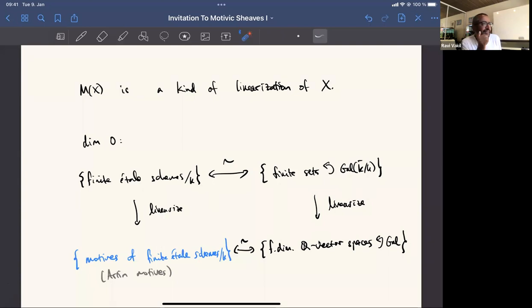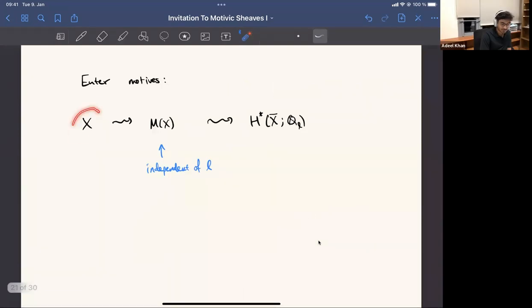What do you mean by linearizing? Like vector space-ish, or abelian categories? Yeah, exactly. We turn something continuous into something like linear algebra. We go from geometry to linear algebra, basically. That's sort of what cohomology is like. We think of cohomology as some kind of functor from geometry or topology to algebra, like vector spaces. And essentially, motives are supposed to be some kind of universal linearization, basically.